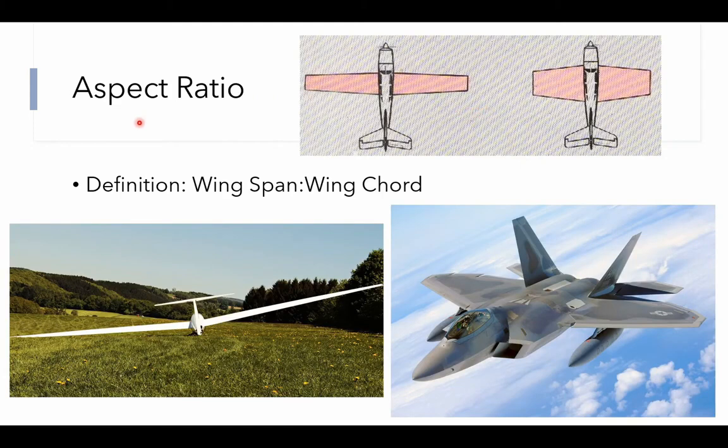Up next is aspect ratio. The aspect ratio is the ratio of wingspan to wing chord. Gliders typically have a higher aspect ratio because of their ability to reduce induced drag, while aircraft such as fighter jets have a low aspect ratio for their high maneuvering ability.